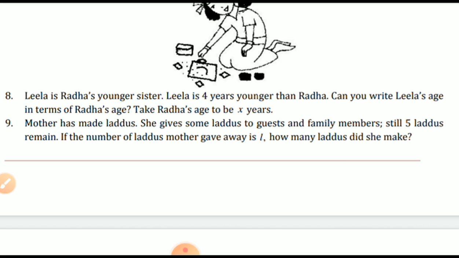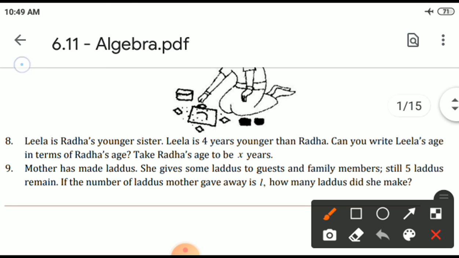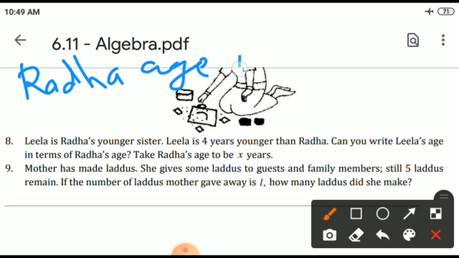So Leela is Radha's younger sister. First of all, in the last sentence you can say take Radha's age to be x years. So Radha's age is x years. Can we write like this? Why not? It is given as per the question. Leela is 4 years younger than Radha. Younger means smaller or bigger? Smaller.